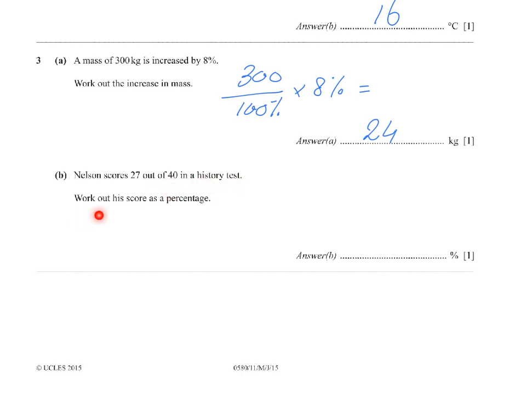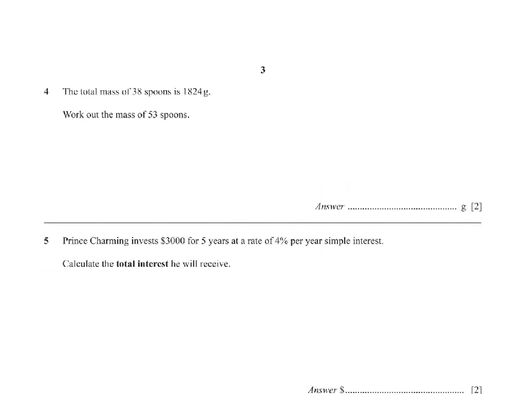Well done, Nelson. Work out his score as a percentage. So to compare those two quantities as a percentage, you divide them over each other, and then you times it by 100% to get the percentage. And you plug it in your calculator, you get 67.5%. Very nice. Again, I'm Mr. John, explainingmaths.com. Let's go to the next page.